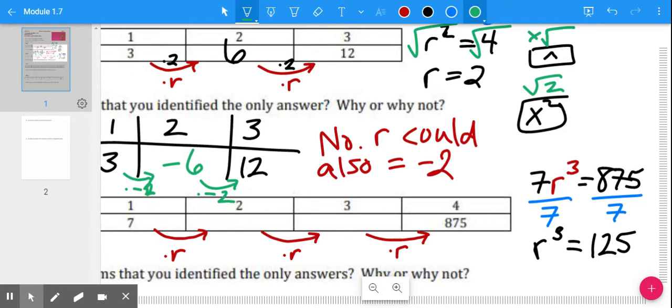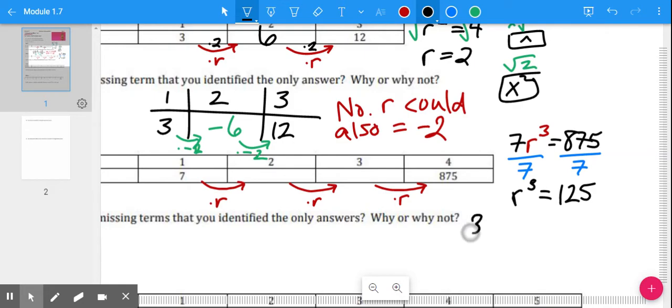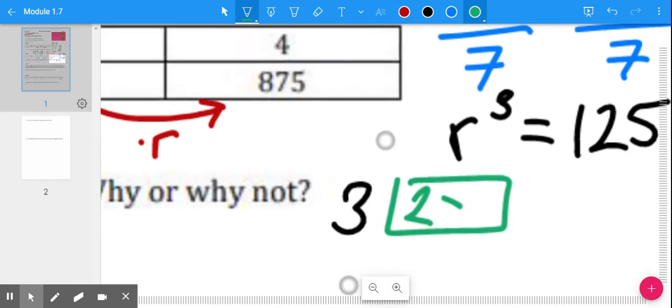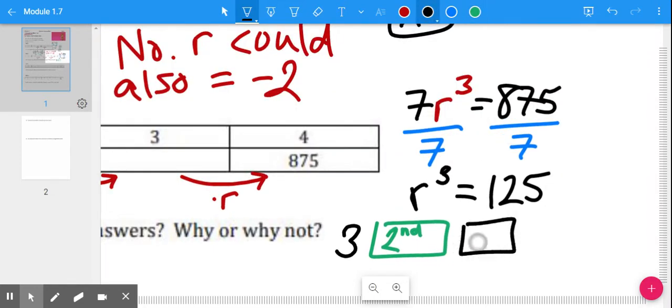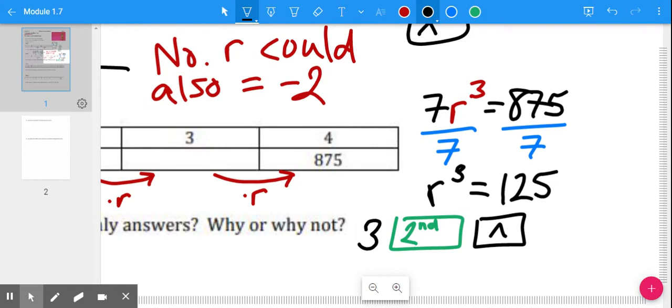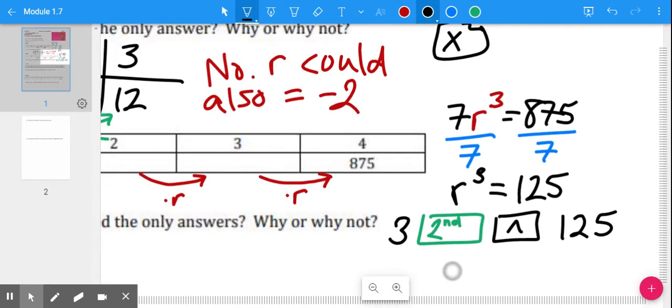But first, you have to hit the 3. So what you're going to type into the calculator is 3. Then you're going to hit that second button, and then you hit that caret button. And then you type in 125 and hit enter. When you hit enter, it's going to give you that r equals 5 because that's the cube root. So again, hit 3, then second, then that caret, and then 125. Hit enter and it'll tell you that the number you're multiplying by is a 5.